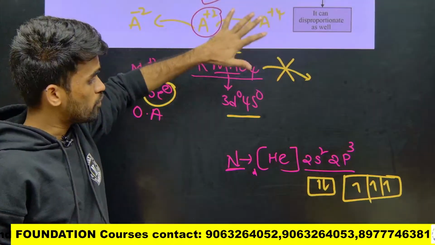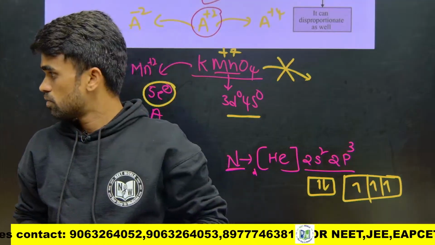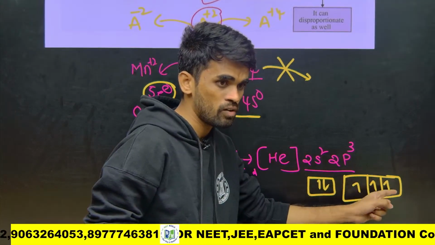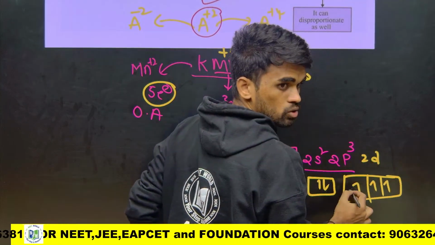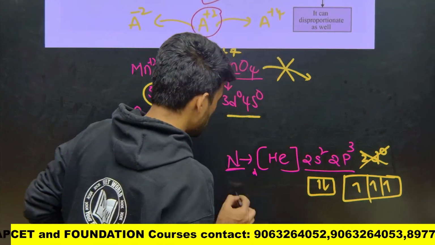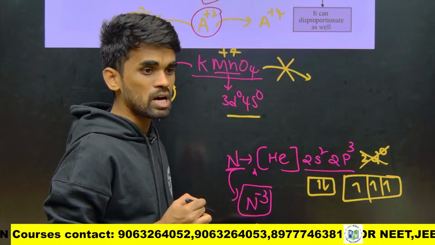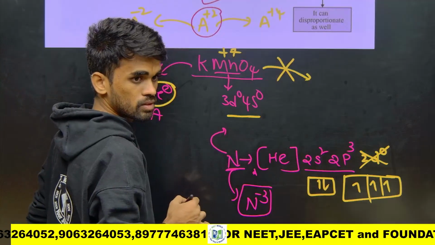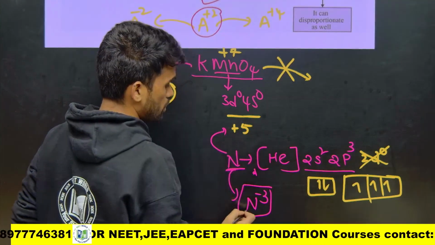Now what is the maximum number of electrons nitrogen can gain? Three electrons. There are only 3 half-filled orbitals, so it can take 1 electron in each, and there is no 2d orbital to accommodate more. So it can gain a maximum of 3, and nitrogen becomes N minus 3. This will be the minimum oxidation state of nitrogen. Now what is its maximum oxidation state? 5, as there are 5 valence electrons. So the maximum can be +5 and the minimum can be -3.